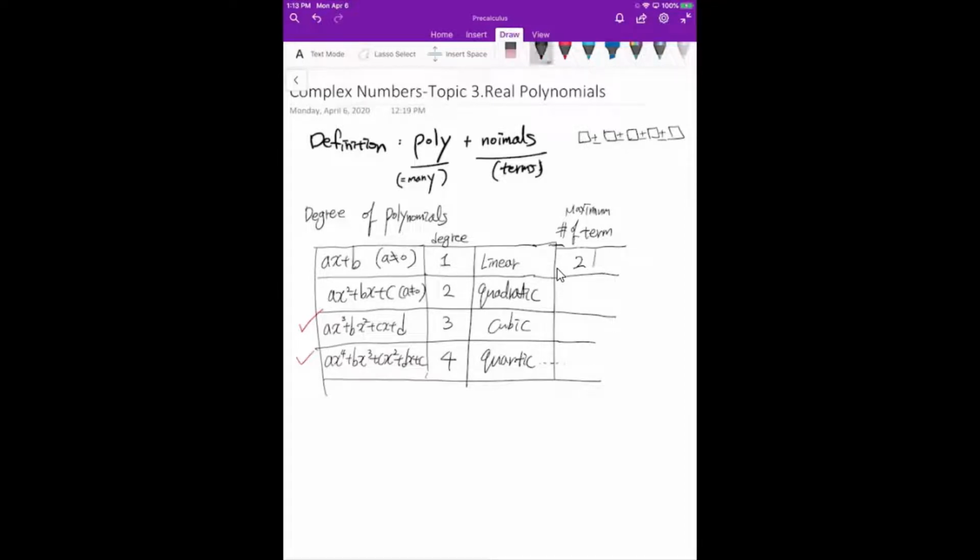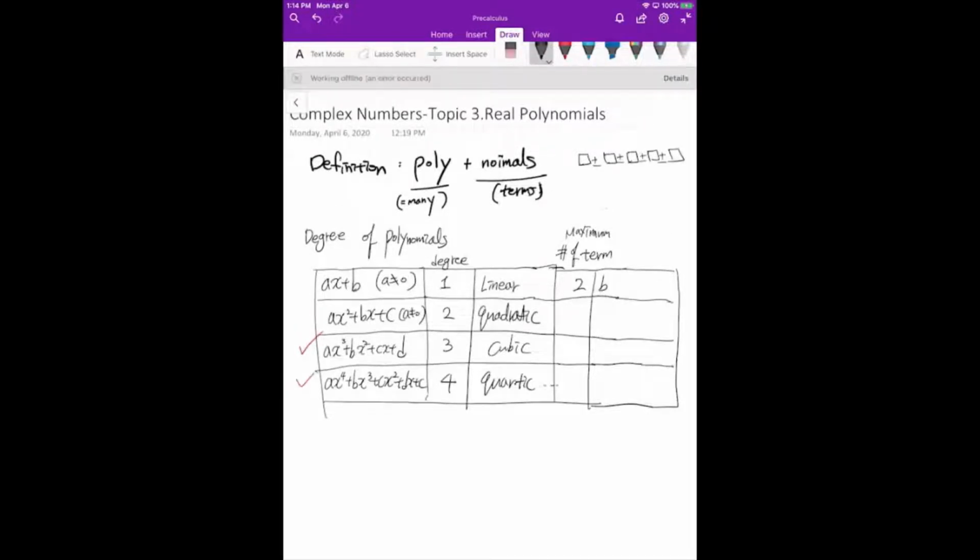Vicky, do you know the name if you have 2 terms? What do we call that polynomial? What is the first letter? B. Yeah. Binomial? Exactly, because bicycle, it has 2 wheels. So if you have 2, number 2 means binomial, right?